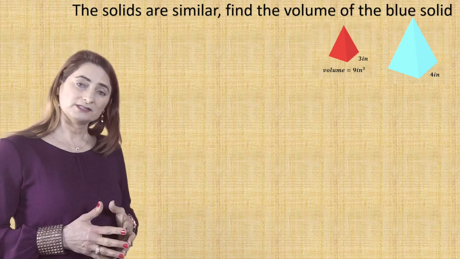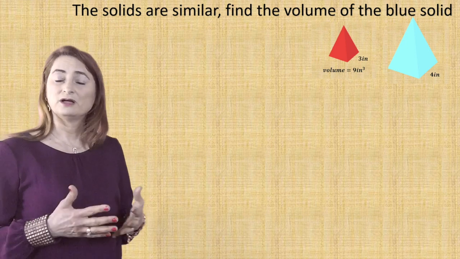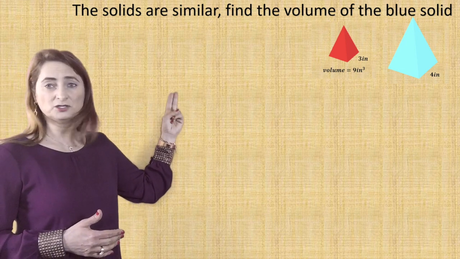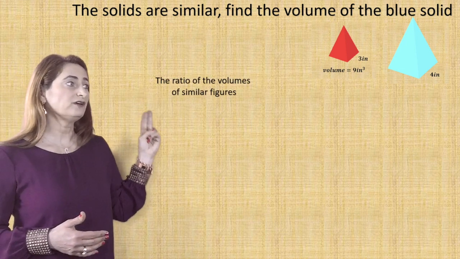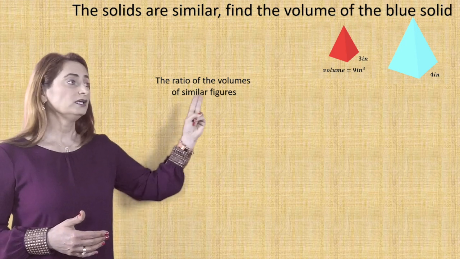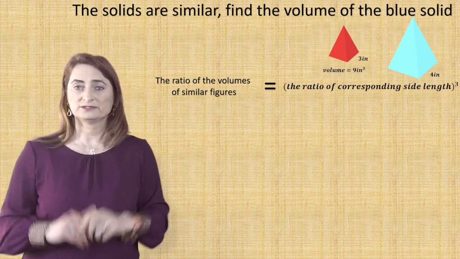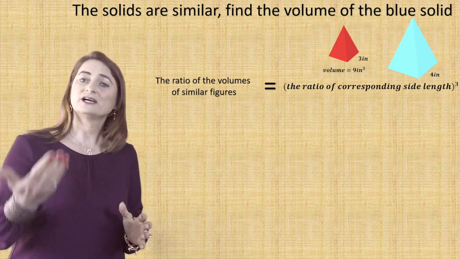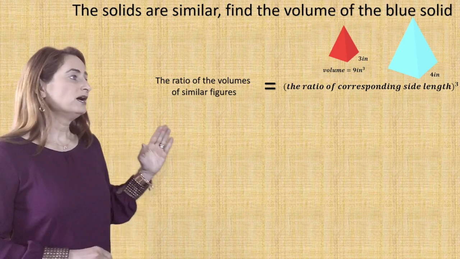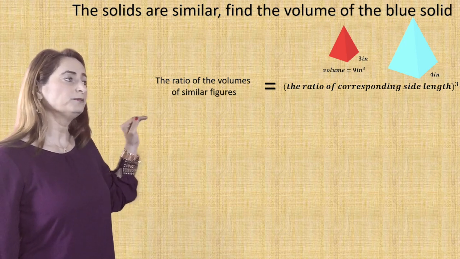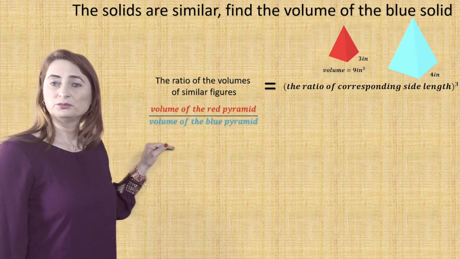Another way, other than the scale factor, to find the volume of a new figure of similar figures, is this equation. The ratio of the volumes of similar figures equals the ratio of corresponding side lengths cubed, because the scale factor is cubed. So now set up your ratio, and I will set up my ratio of the red pyramid over the blue pyramid.